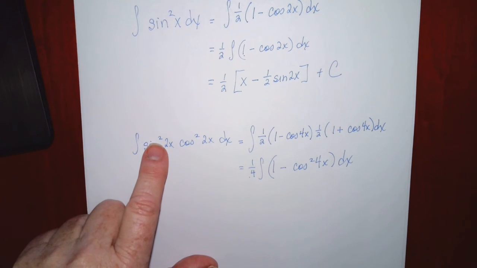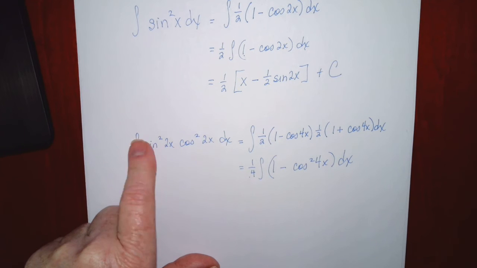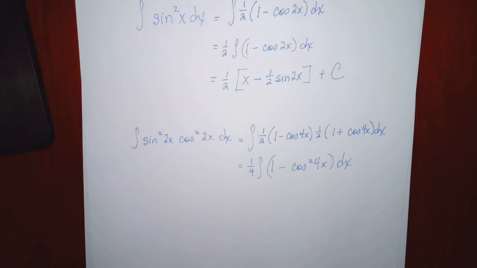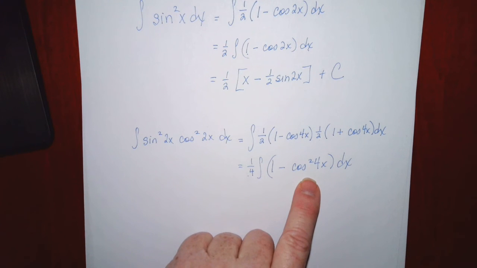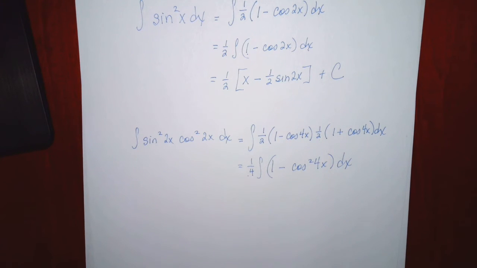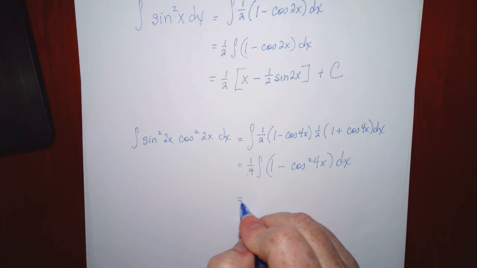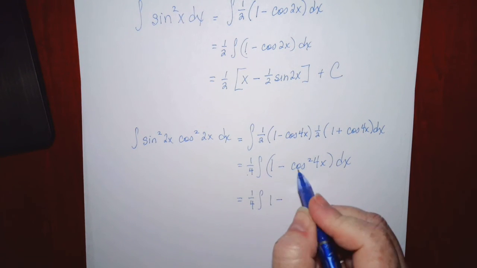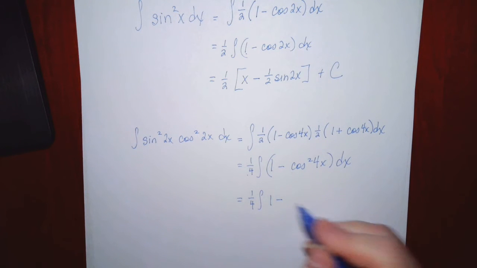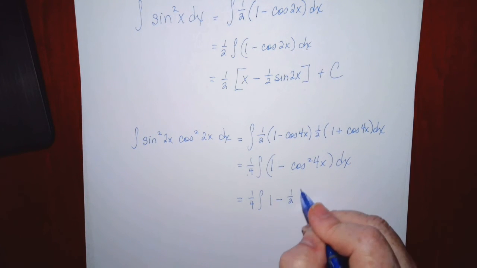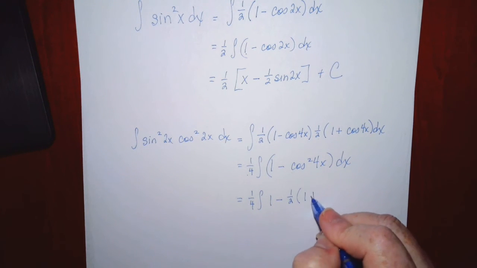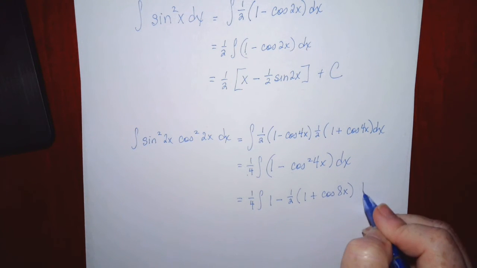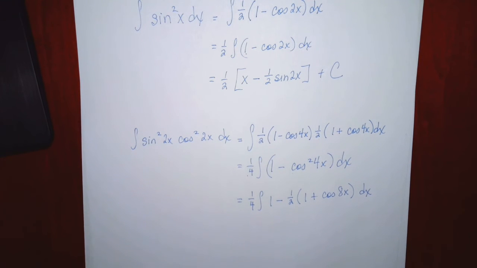Well, we've gone from having 2 powers of 2, so effectively power of 4, down to a power of 2. We're making progress. Could we just do it again? Yeah. So I'm going to replace this with 1/4 the integral of 1 minus cosine squared of 4x is 1/2 of 1 plus the cosine of 8x dx.